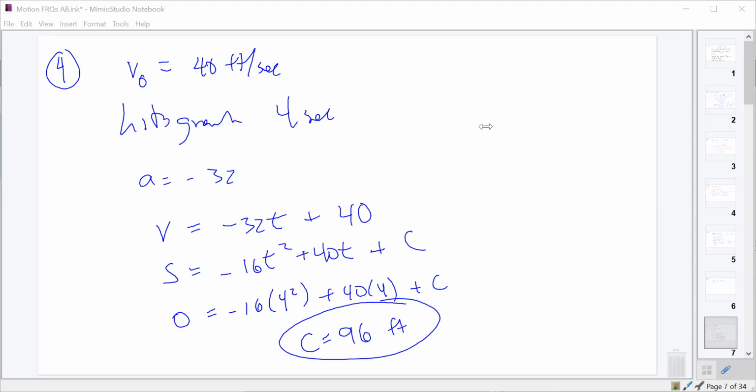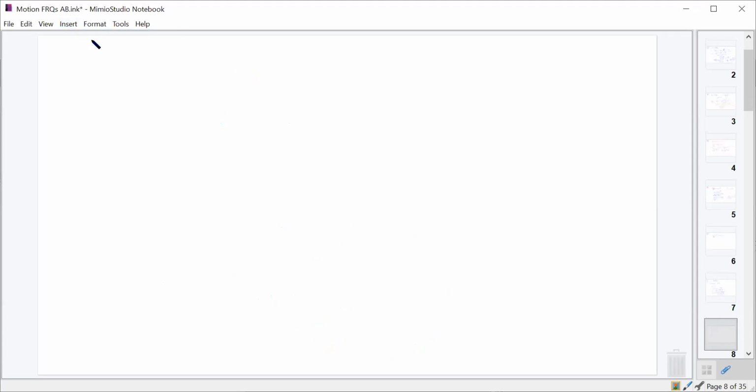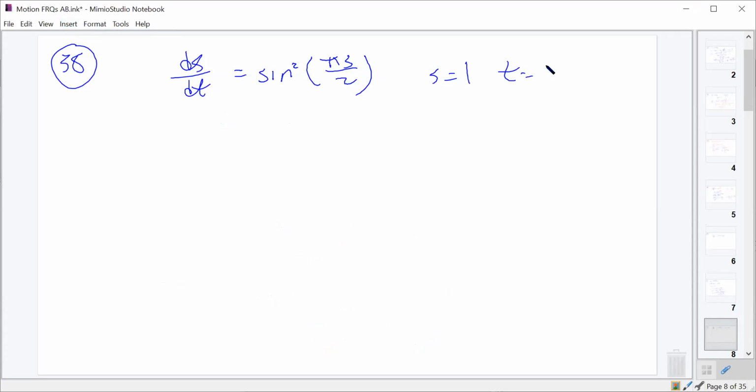Let's see, we already did 8. That was the next one here on the list. 38 will be after that. So for 38, we are given ds/dt equals sine squared of pi s over 2. And we're given s equals 1 when t equals 0. And we want to know what t is when s is 3/2.